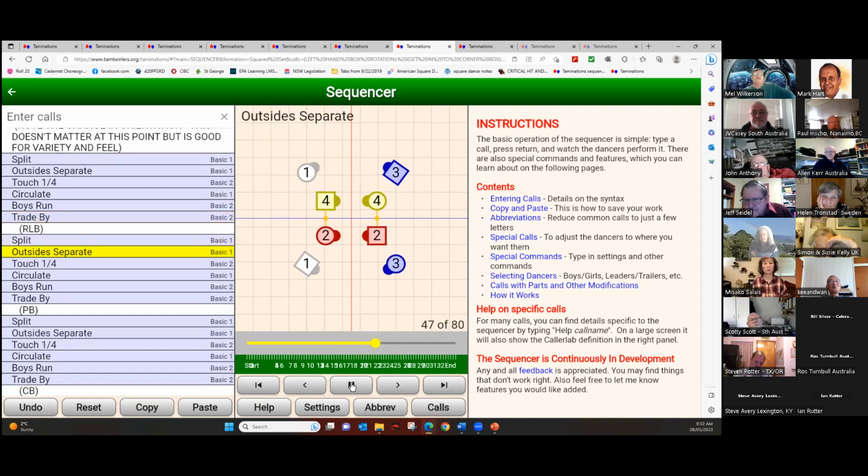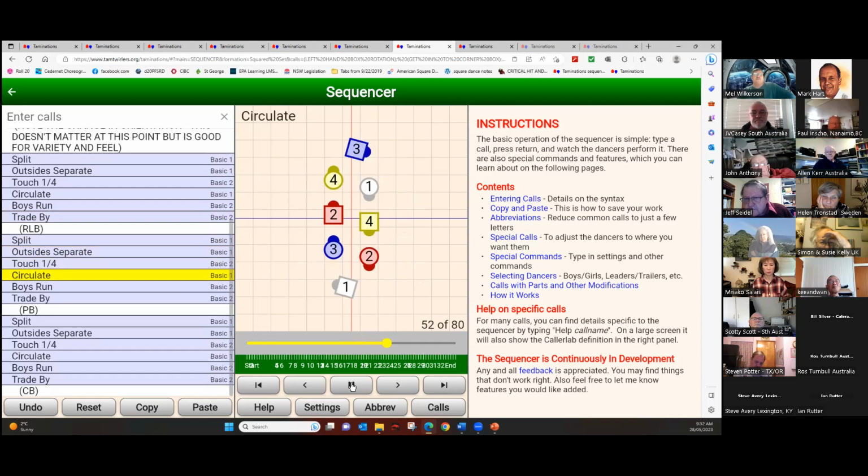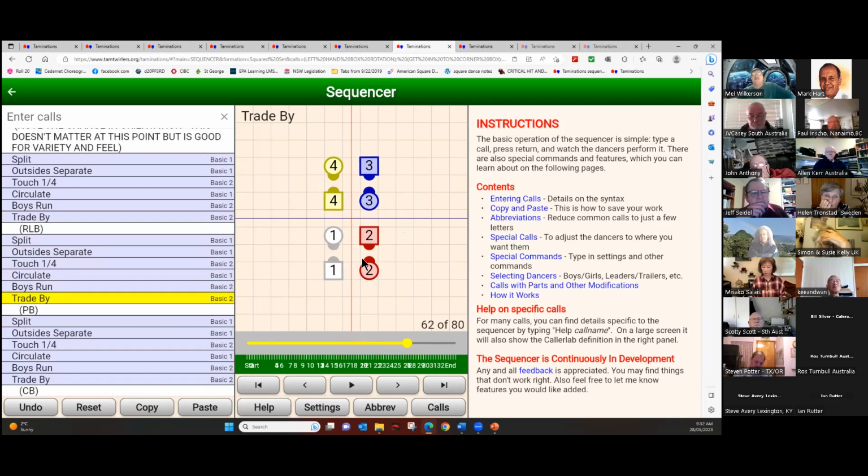I do it again. Split the outside 2, separate round 1, touch a quarter, all 8 circulate, boys run and trade by. Oops. I've now moved the lady into the next box. Notice she's moving around, making it easy to tell what box you're in. The men are still in exactly the same spot. Even though they've moved around and changed partners, they're changing orientations, they're not really going anywhere. And you can see that. They don't really go anywhere.